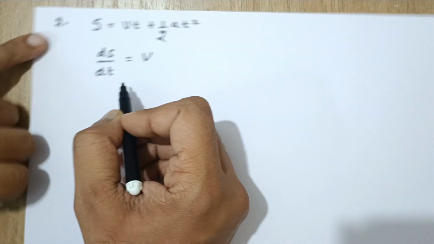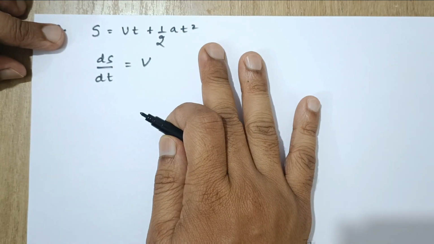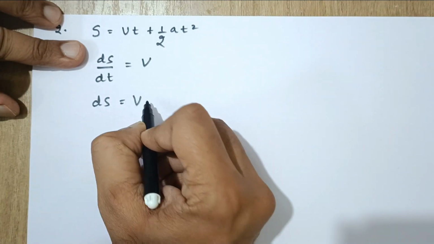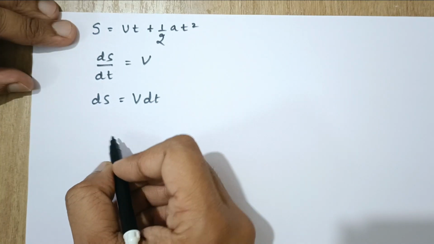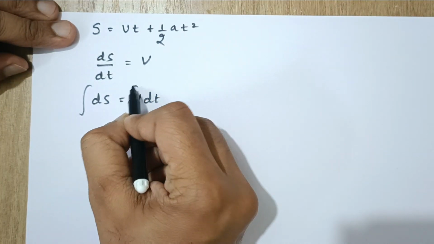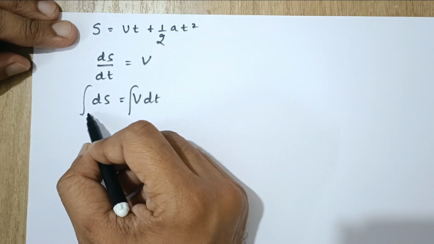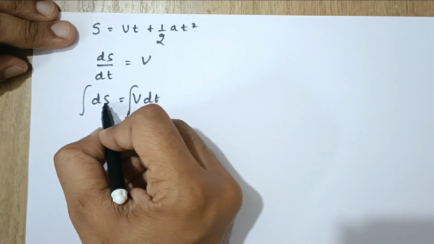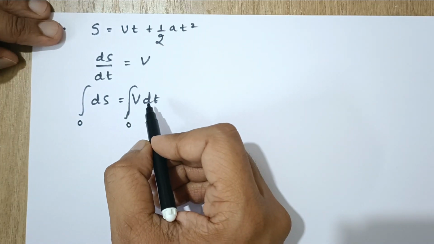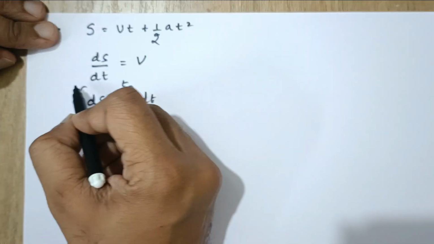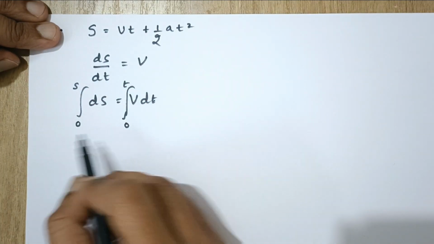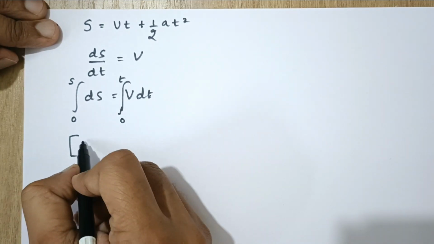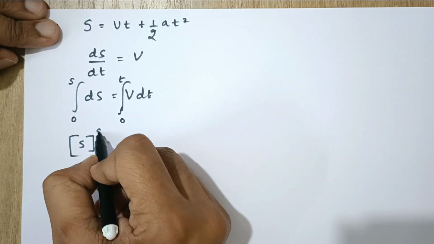So we are going to use this expression ds by dt is equal to v. Now simply take this on the other side, so ds is equal to v dt. Now, if you integrate both sides, here you will have to put the limits of the time and here of the displacement. At time is equal to 0, the displacement of the body was 0 because it started from the origin. At time is equal to t, the displacement became s. Now, integration of ds is s, that is from 0 to s.